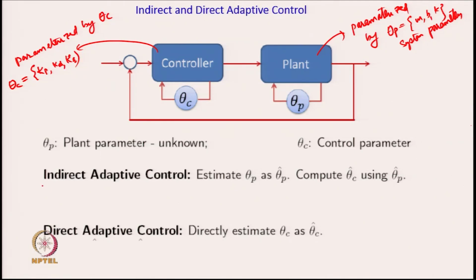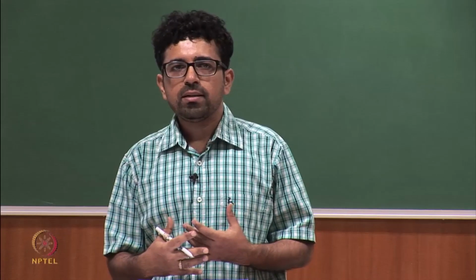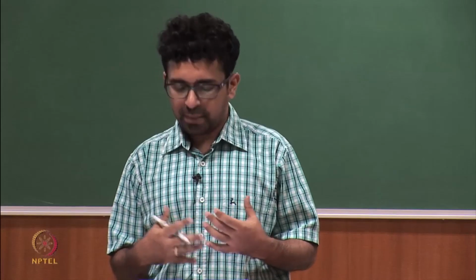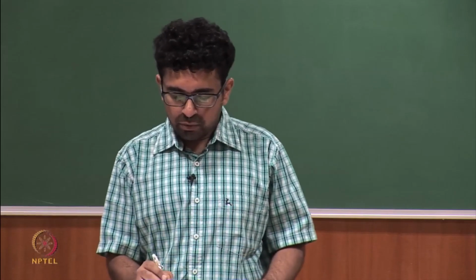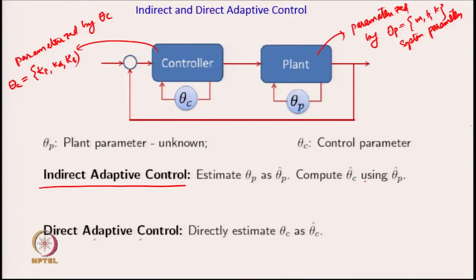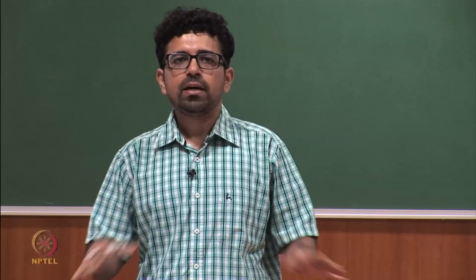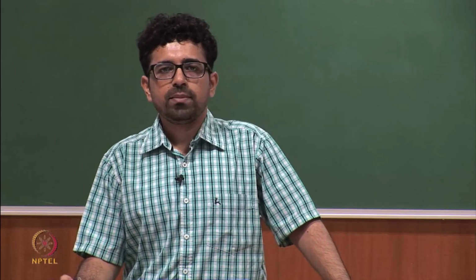So, in the indirect adaptive control case, the idea is first to estimate the parameters of the plant and then use that to compute the parameters of, or estimate the parameters of, the controller. So, first we would like to estimate theta p, let us call that estimate theta p hat, and using this estimate we compute the estimate of the controller parameters, which is given by theta c hat. So, that is an indirect approach, it is called the indirect adaptive controller.